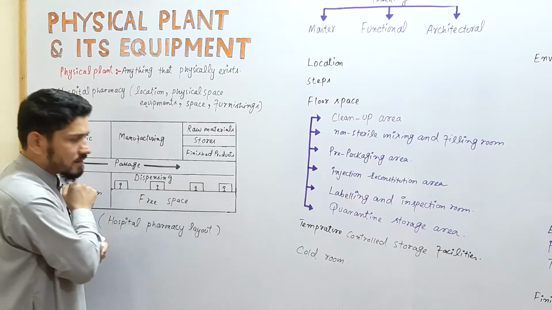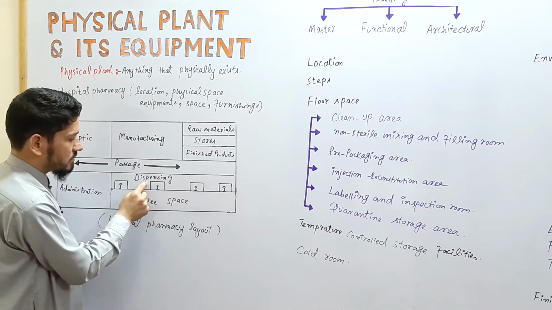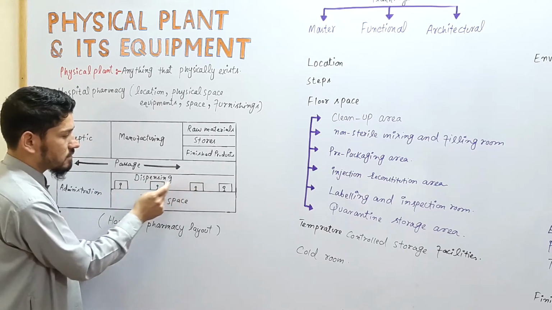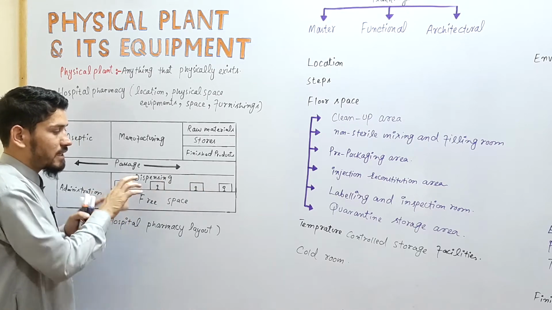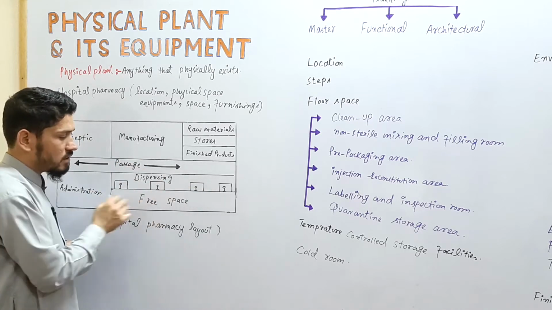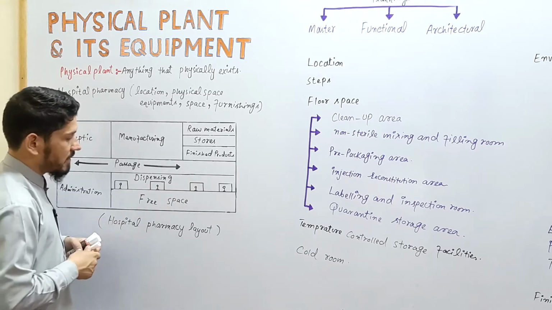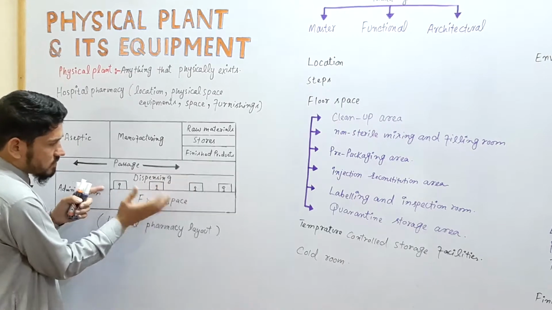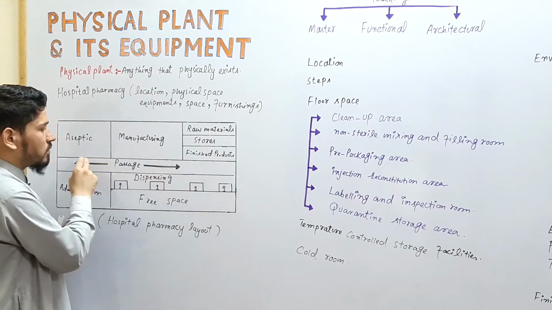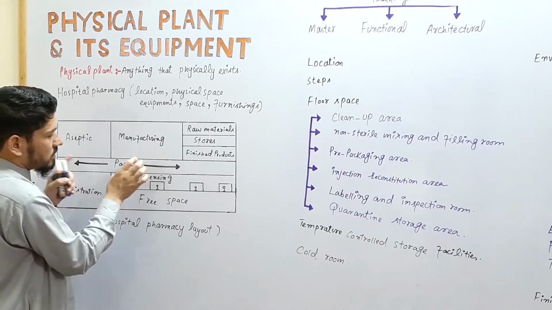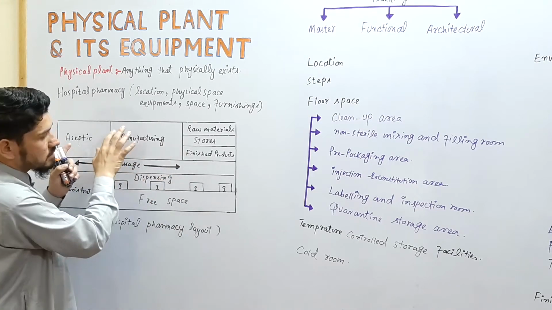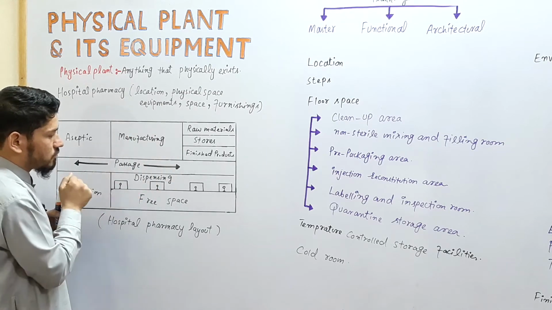In the dispensing section, we have the counters, and in the counters, the pharmacists, they are sitting and they dispense the drugs or medicine to the patients who are waiting in the free space. We also call it as waiting area. Okay, now these two sections, they are open towards a common corridor or a passage, and to this passage, these three sections, they are also opened towards this passage.